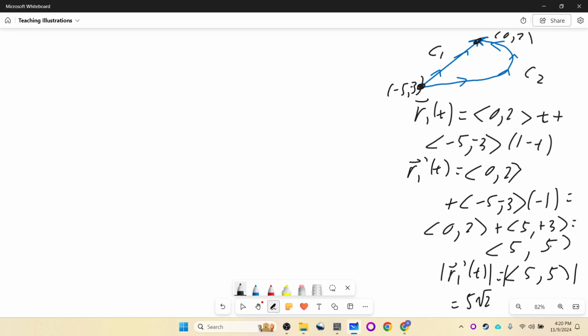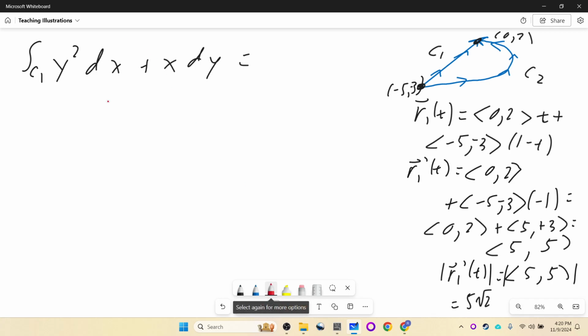And actually, finding the length of r was not even necessary, because what we are doing here is y squared dx plus x dy along C1. So we actually don't need the whole speed. We just need the two parts. It's dx dt and dy dt, which both happen to be 5. So this would become, and this parameterization goes from 0 to 1. That's the way the line segment formula works.